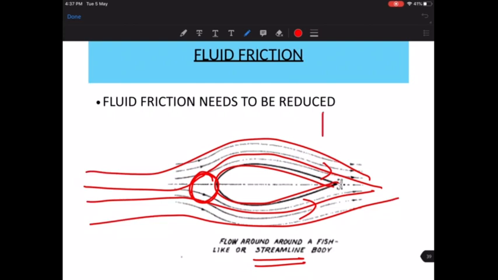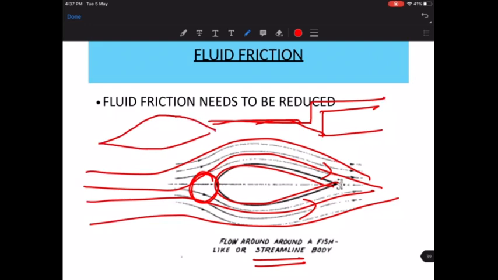It can't be a square shape or a rectangle shape, because the air will come like this and find it difficult to turn and go around. So the front surface has to be smooth, whether it is like this or like this. It can't be a rectangle. Look at the birds when they fly. They fold their wings backward. They make the surface area of the body as small as possible when they are going on very, very long flights.